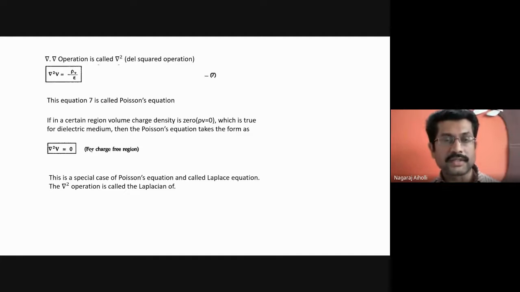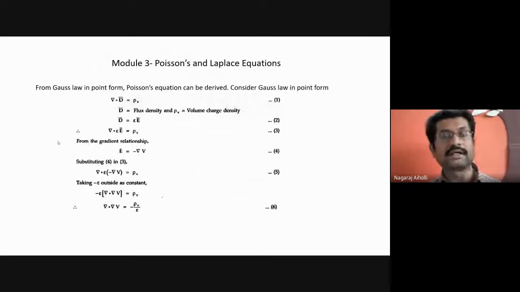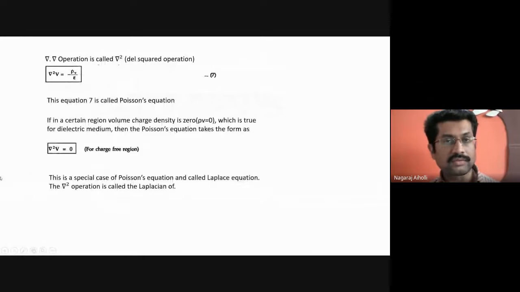I hope you all are following here, students. This is one of the important derivations, students. Many times it has been repeatedly asked in examinations to derive the Poisson's and Laplace equations from the Gauss law in point form. You have to use the Gauss law in point form, that is del dot D bar is equal to rho V, and through these steps arrive at the equations. The first one, Poisson's equation, del square V is equal to minus rho V by epsilon, and the second one, the Laplace equation, del square V is equal to 0.